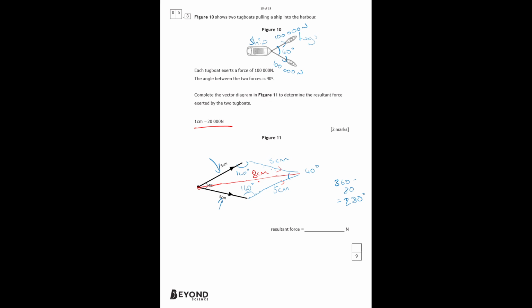I'm not sure what it is off the top of my head. If that's 8 centimetres, then it's going to be 1 centimetre is 20,000 newtons, therefore 8 lots of 20,000 newtons is 160,000 newtons, like so.